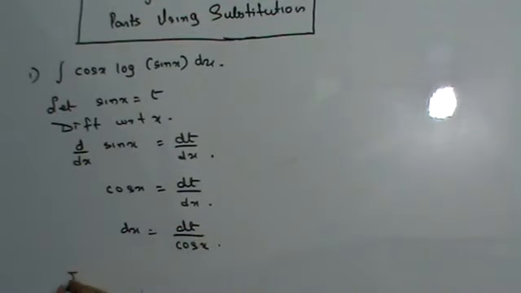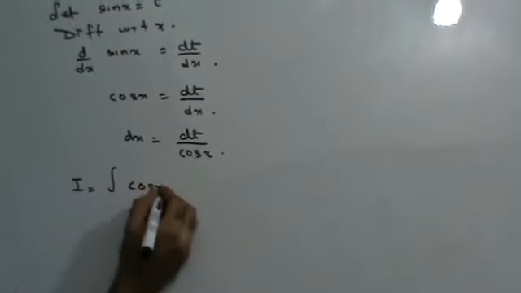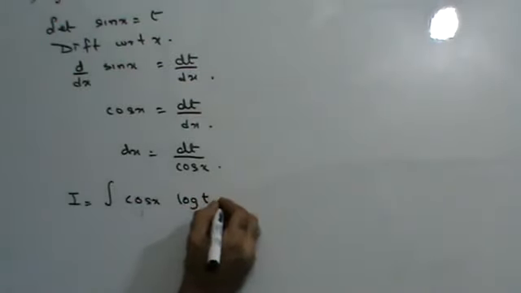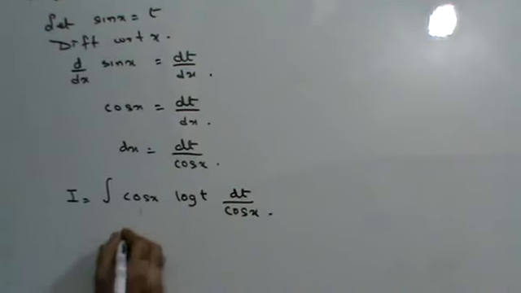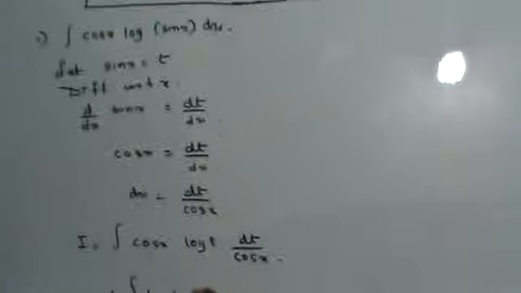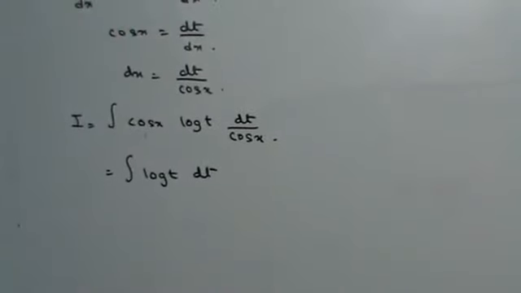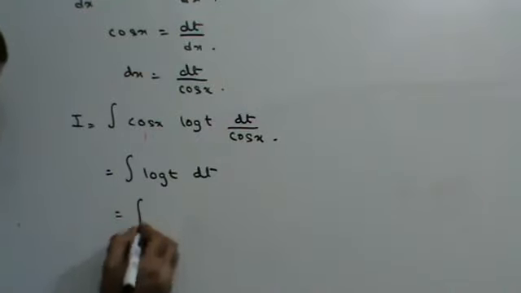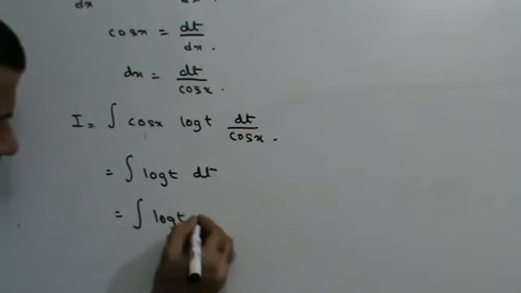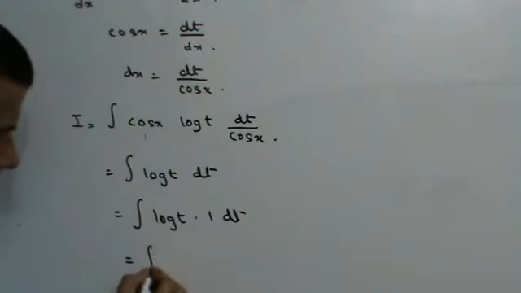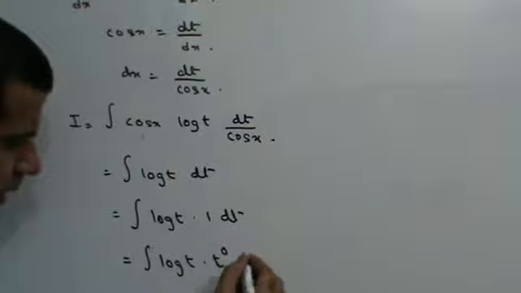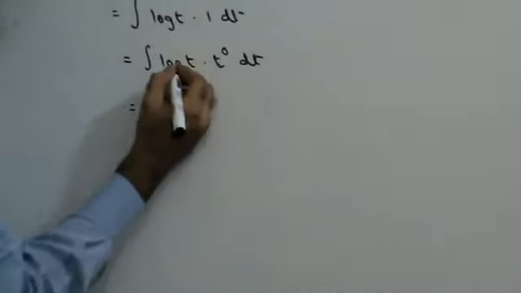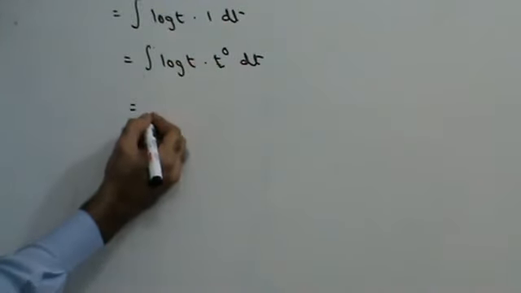I can say I is integral of cos x log t. dx can be written as dt upon cos x. So you will get integral of log t dt. We do not have a formula for the log function, so this will be log t into 1 dt. Log t into 1 can be written as log t into t raised to 0 dt. Now you can use parts uv. The log function will be u, t raised to 0 will be v.